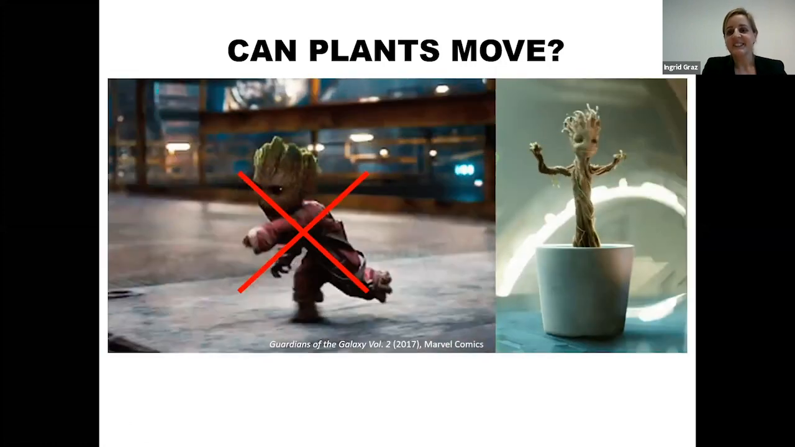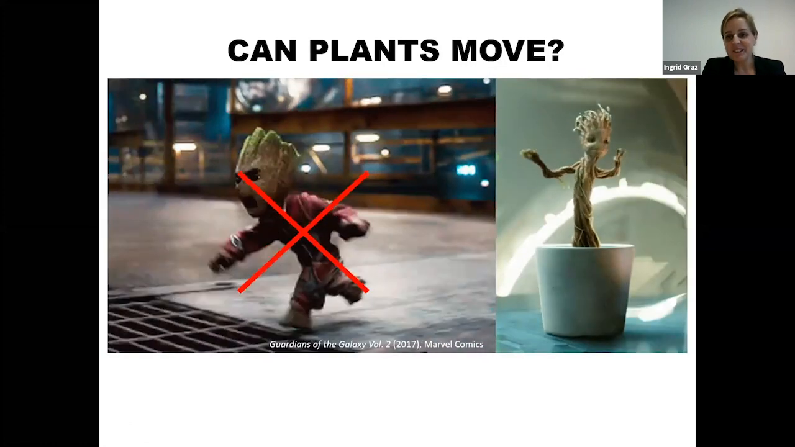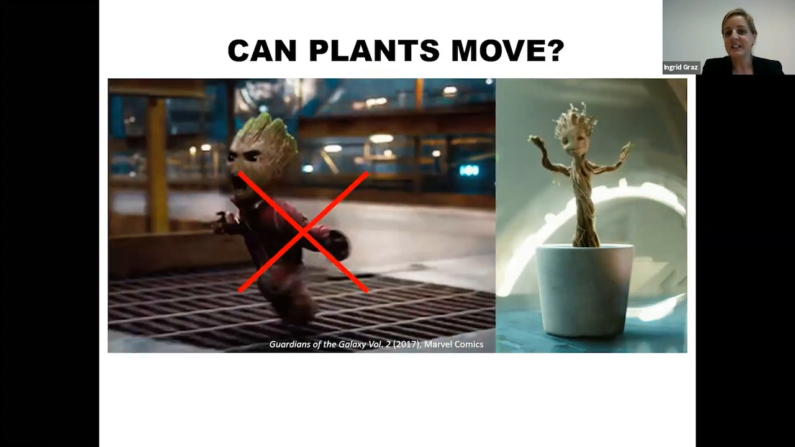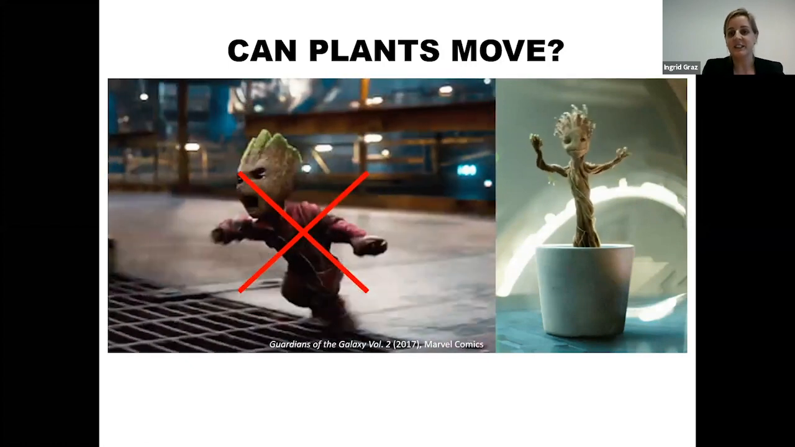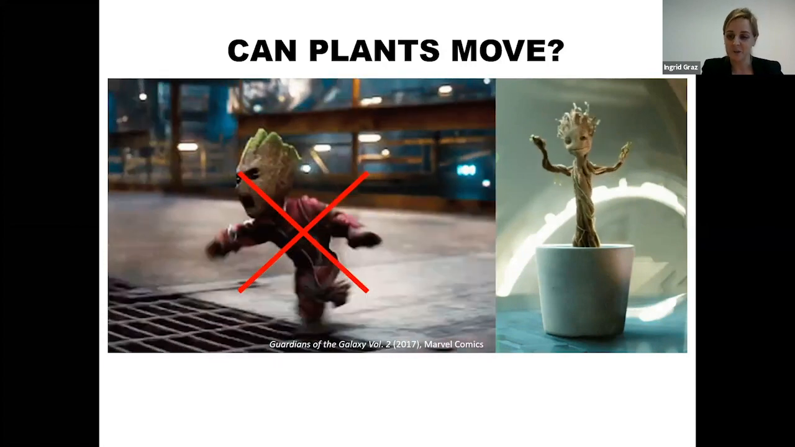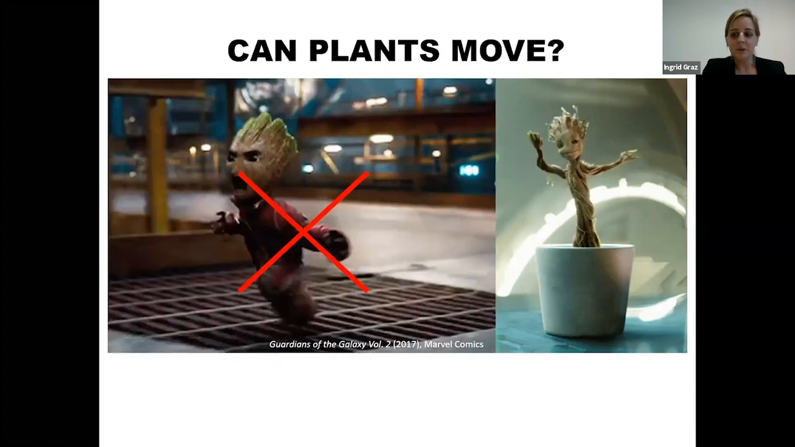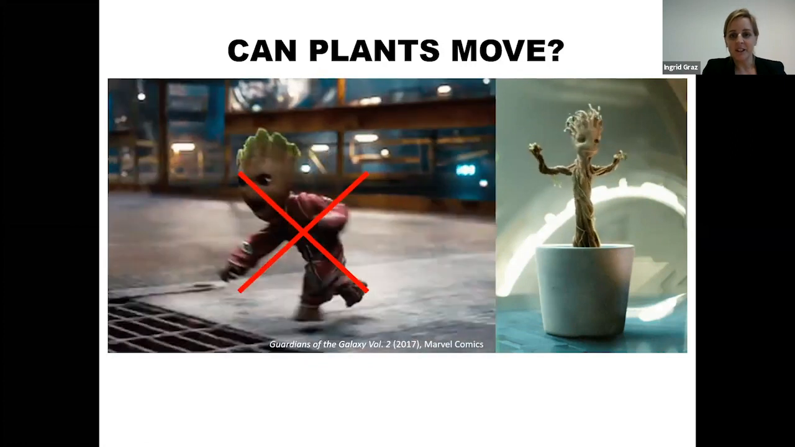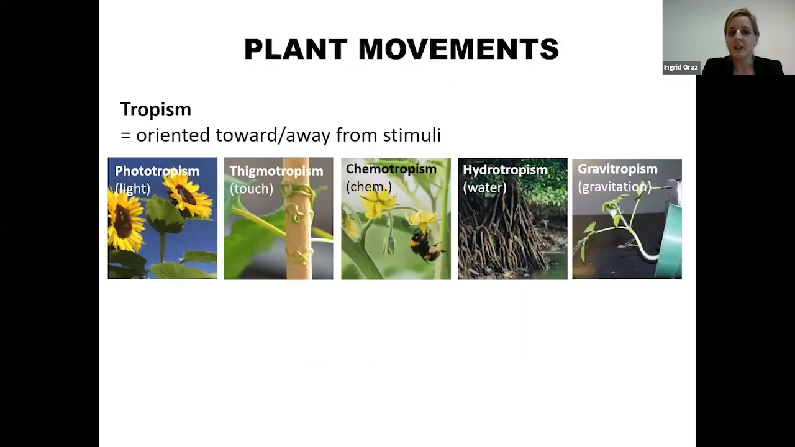But this is another video clip from the same movie. This is baby Groot sitting in a flower pot, and it's kind of dancing. And this is closer to reality, what plants can do. So before we dive into the matter of things, I would like to talk shortly about plant movements. And there are basically two types. One is called tropism. And this means you always have a movement oriented towards or away from an environmental stimulus.